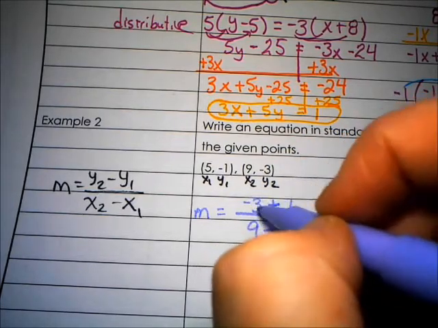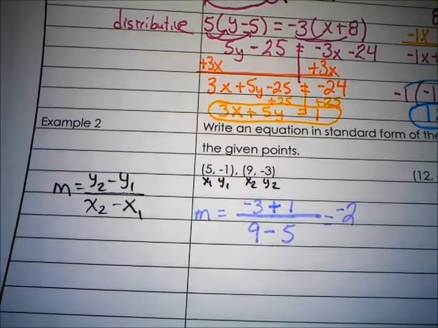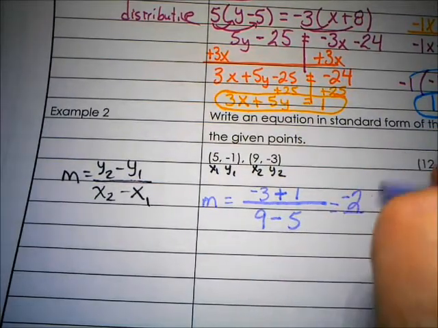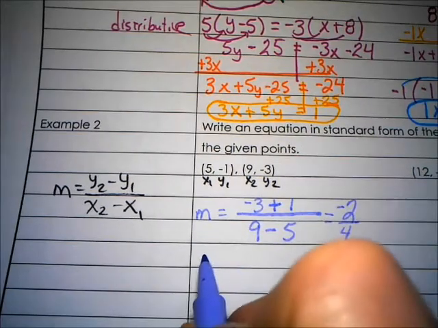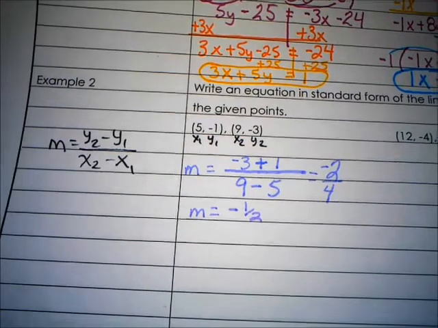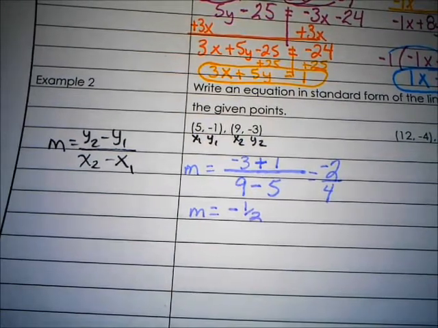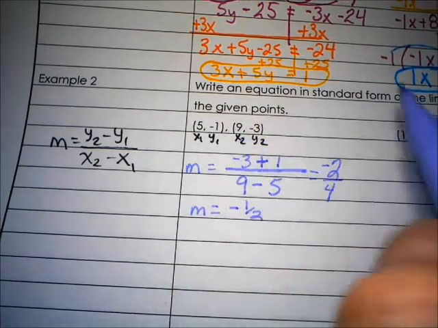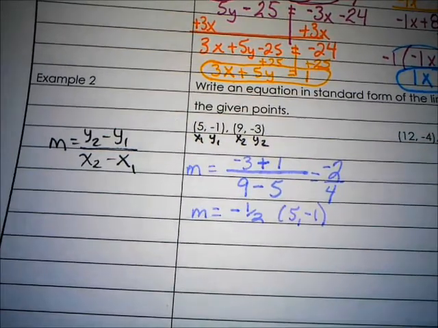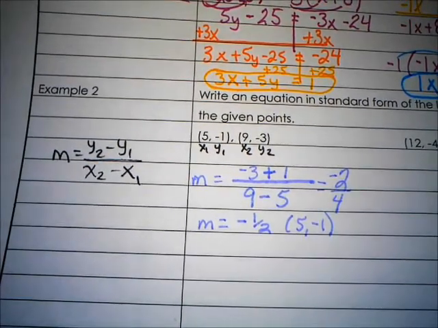Now simplify. Negative 3 plus 1 is a negative 2. 9 minus 5 is 4, so that means my slope reduces to negative 1/2. I'm going to pick one of my points. This time I think I'll take 5 and negative 1. And I'm going to plug it into my formula.